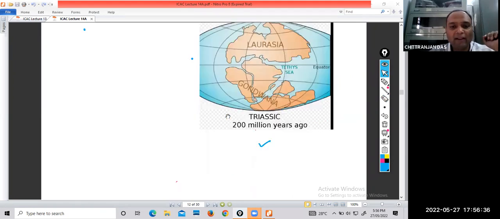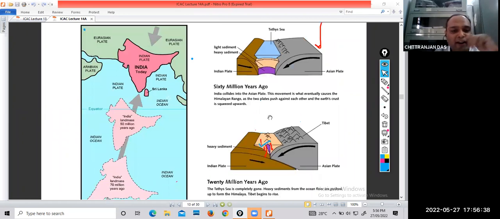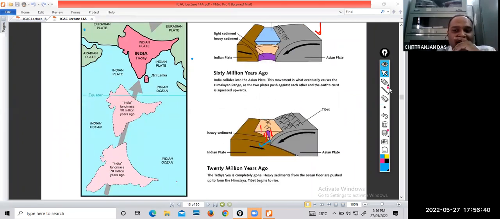Okay, so you can see now how the Indian landmass is moving. Look at this, you can see it. 70 million years ago the Indian landmass was here. 50 million years ago the Indian landmass was here, and in the latest time the Indian landmass is here. Can you see that? Everyone tell me, are you able to see this diagram, this map?